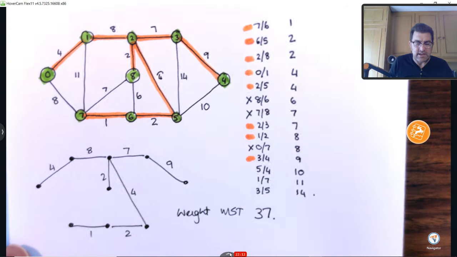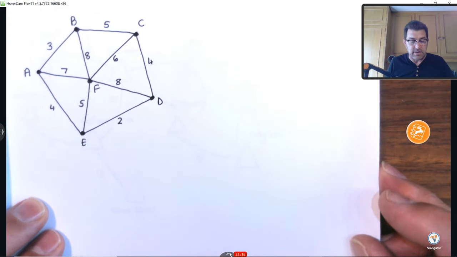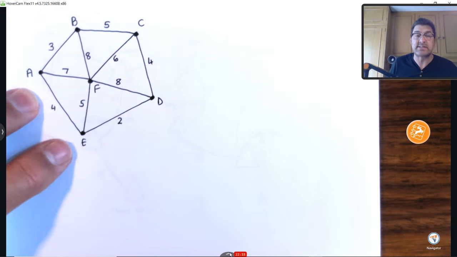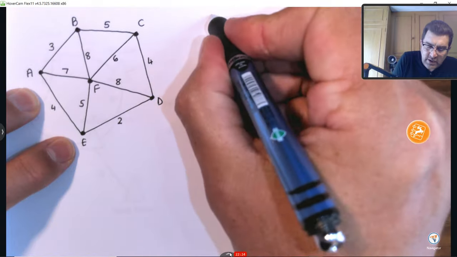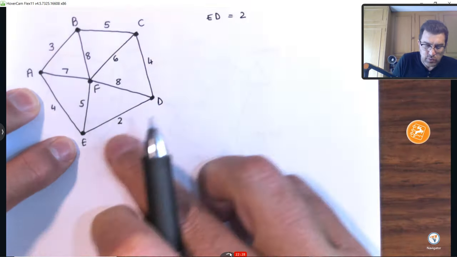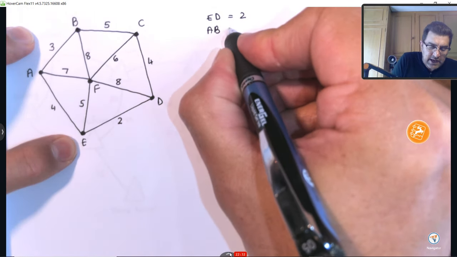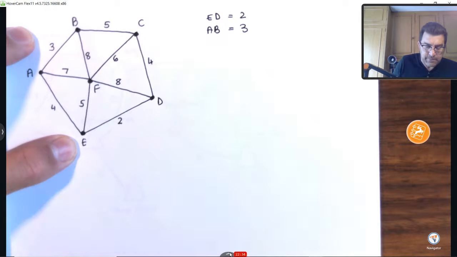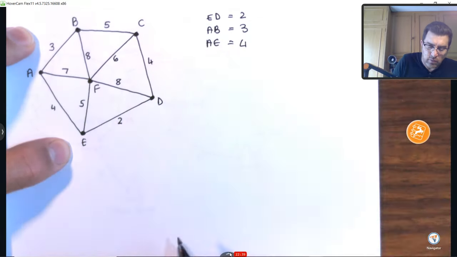Okay, let's look at another example here. We've got another example that's listed for us. So let's apply Kruskal's algorithm to this. Let us write the edges in order of their weight. ED has a weight of 2. That's the smallest weight. Then AB follows, and AB has a weight of 3. Then AE follows, and AE has a weight of 4.